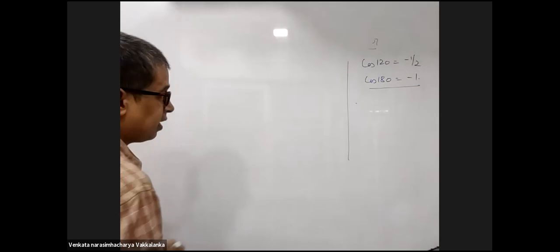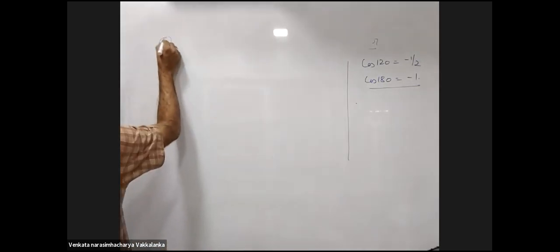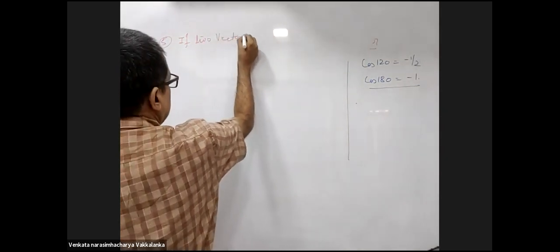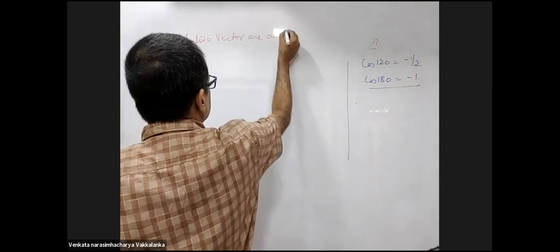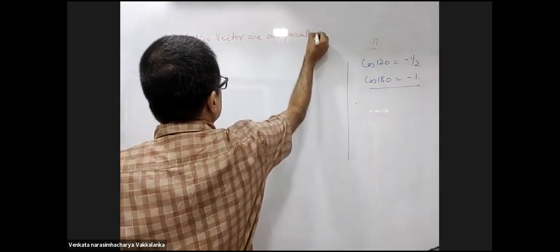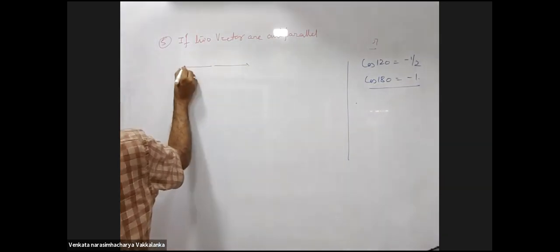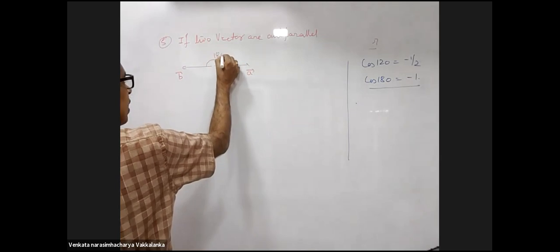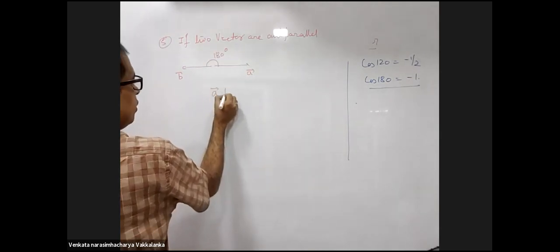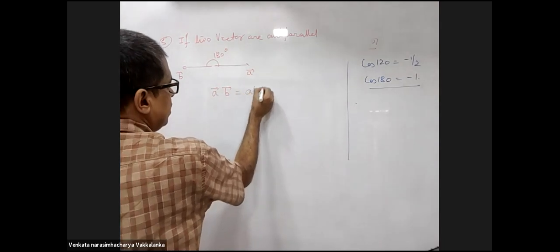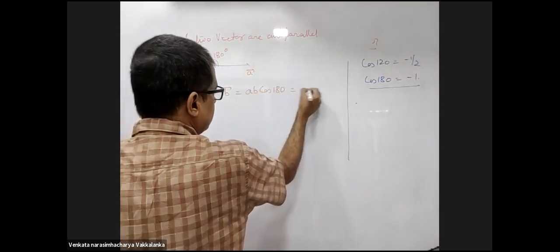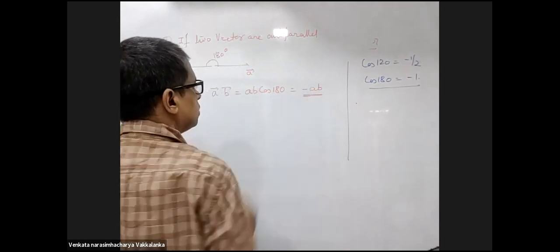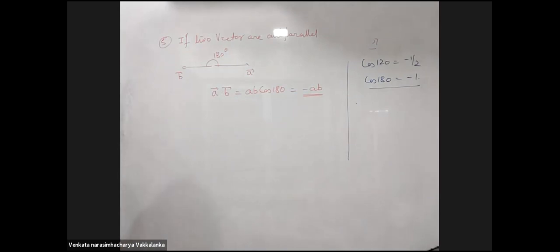If two vectors are anti-parallel, this is A and this is B. The angle between them is 180 degrees. A dot B is A into B into cos 180, which is minus 1. So it is minus AB. Cos 180 is minus 1.